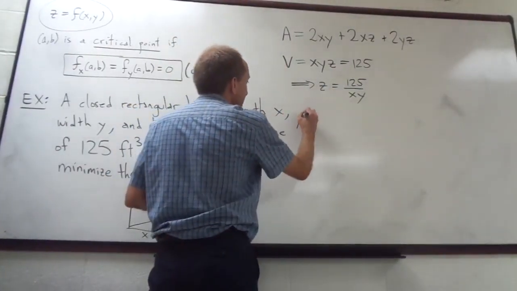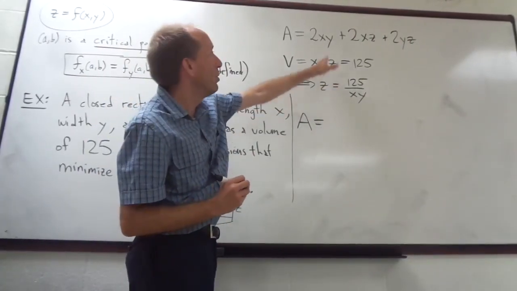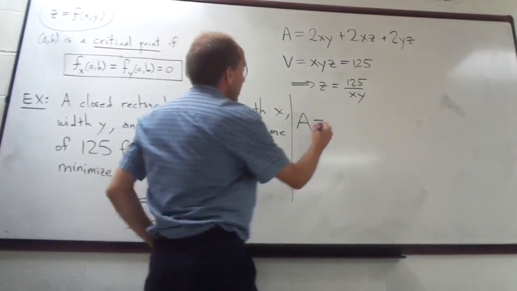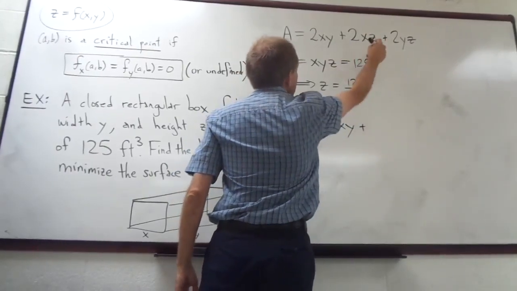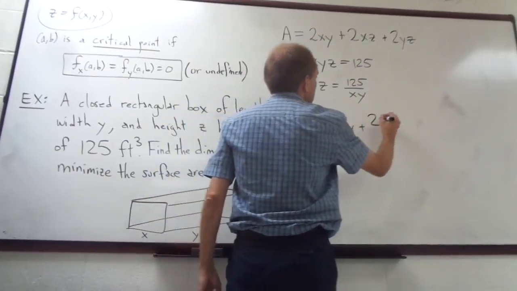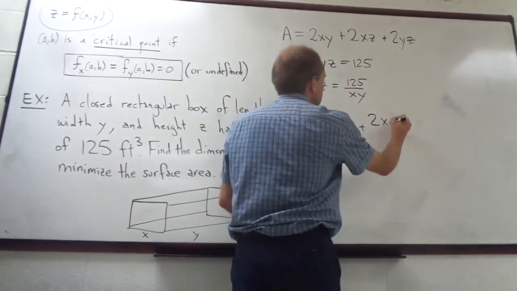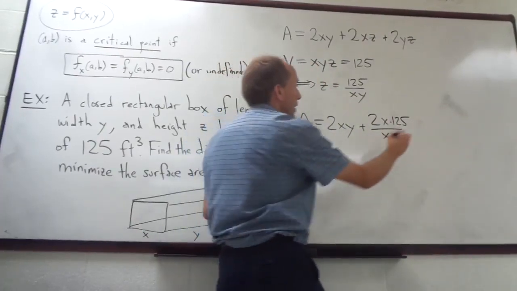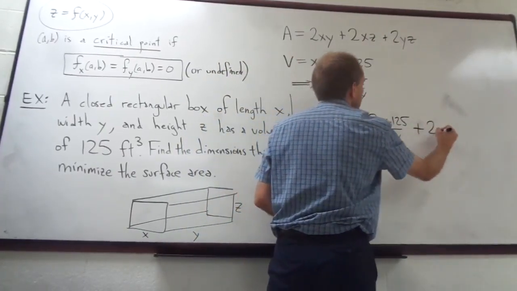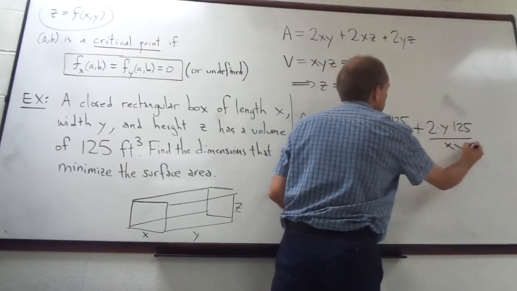So I'm going to go back to the area equation, and I'm going to replace z with 125 over xy. So we have 2xy plus 2xz, but z is going to be replaced by 125 over xy. And then I'm going to do the same thing with the 2yz. I'm going to replace the z with 125 over xy.